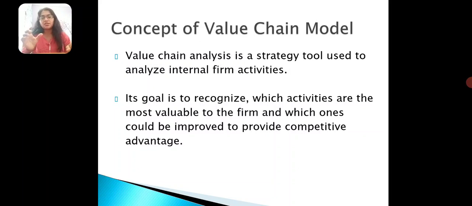You are basically identifying, it's a tool where you are identifying the primary and secondary activities and seeing the cost associated with it and finding out if there is any scope that you can reduce the costs by making some alteration in it. So the main goal of this value chain model is to recognize the activities which are more valuable to the firm, which ones could be improved to provide a competitive advantage. So here, not just to identify the scope for cost reduction, but at the same time what are the activities which can be improved, the process where more value addition can be done so that you can have a competitive edge in the market.